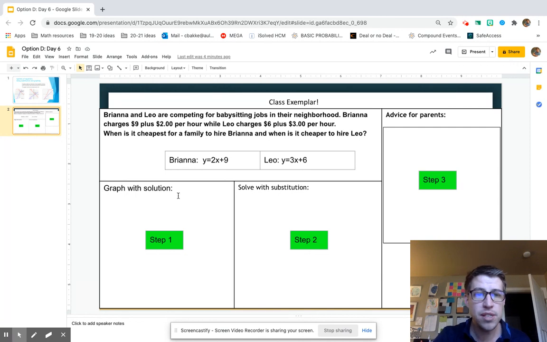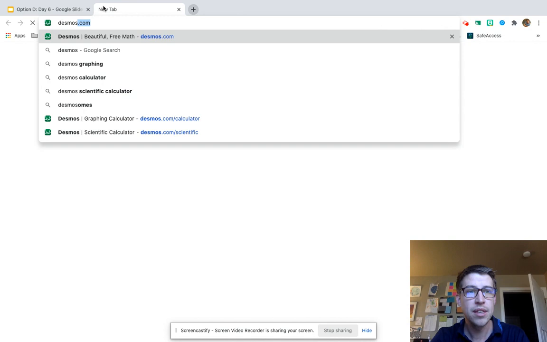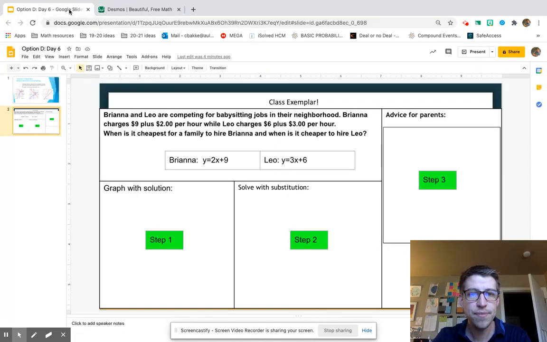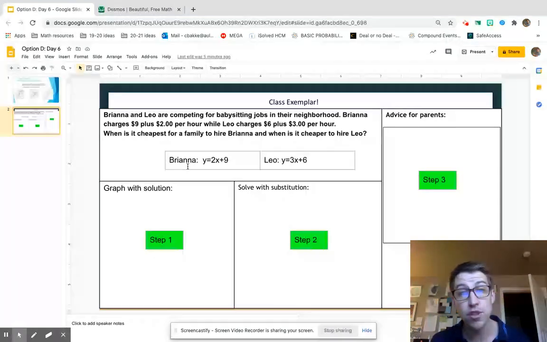So the first thing, guys, is we're going to go graph it. So we're going to go to Desmos.com, just like yesterday, so we can get our answer key. We're going to type in the first example, which is going to be the babysitting. Brianna and Leo are competing for babysitting jobs in their new neighborhood. Brianna charges $9 plus $2 per hour, while Leo charges $6 plus $3 per hour.